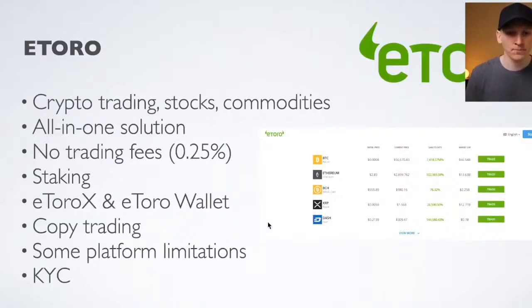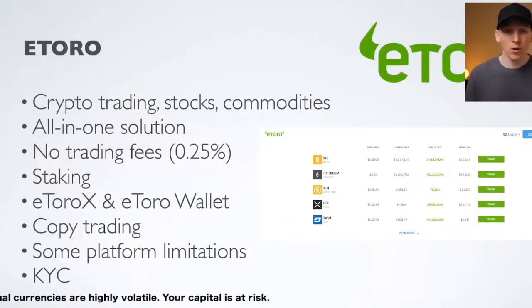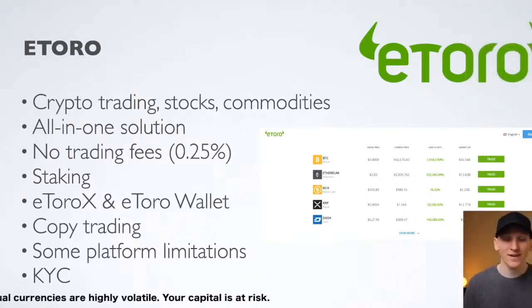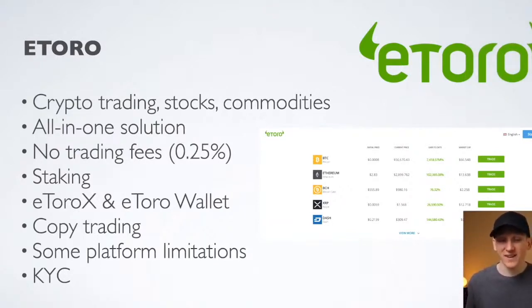Let's start with eToro. I've used eToro before. Now, eToro offers many different things, not just crypto trading. You can trade stocks, you can trade CFDs, you can trade commodities, and they have something that eToro called copy trading, which is where you can essentially invest in someone else and you can copy their trades.